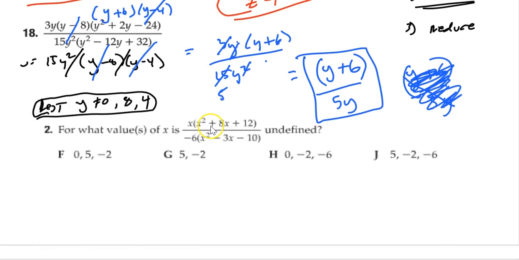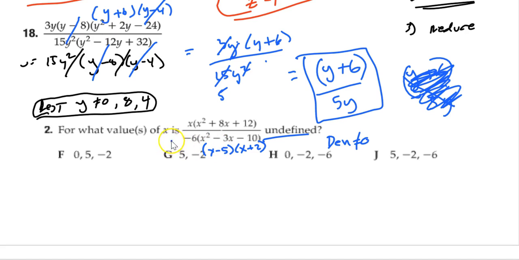Next one. So this is a multiple choice. All they want to know is when is it undefined. So remember that's when the denominator equals 0. Or doesn't equal 0, actually. Let's worry about that. So first, let's factor this. Two things that multiply to get negative 10, but I have to get negative 3, so different signs. (x - 5)(x + 2).